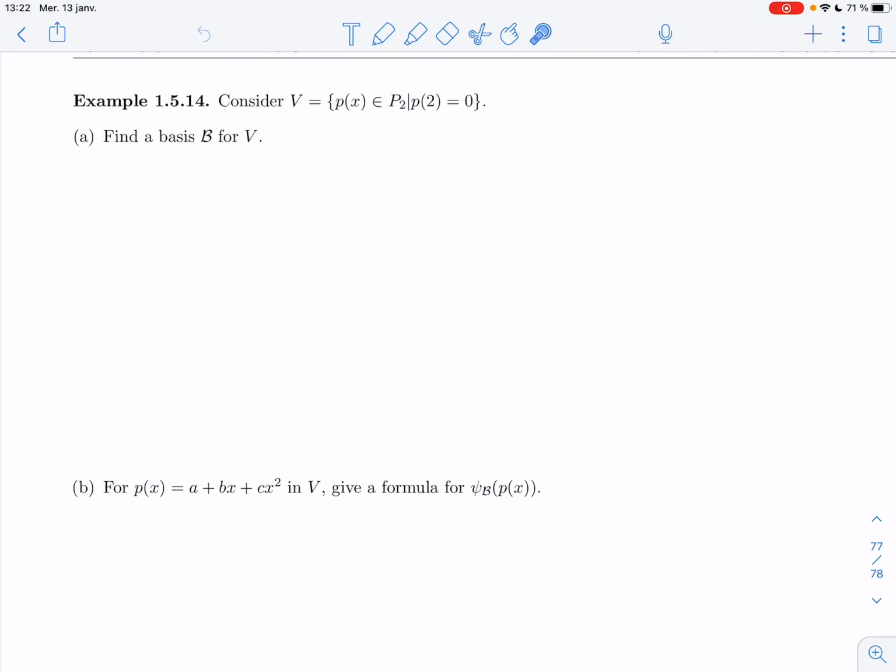Welcome to the final example of chapter 1, example 1.5.14. I wanted to do a harder example where you had to find a coordinate vector and a coordinate vector map for a vector space that was not an Rn. So let me take this subspace of P2. P2 is the space of polynomials of degree 2 or less. So V is all polynomials of degree 2 or less such that P of 2 is 0.